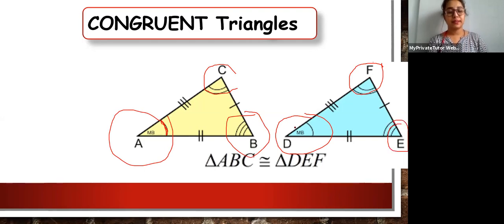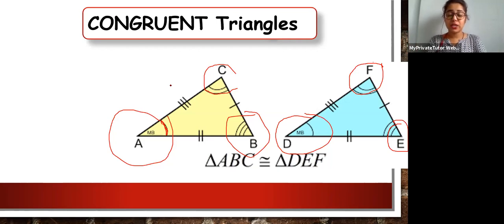Let's talk about the sides. What does congruent figures mean? Same shape and same size. Now you can see that all the angles are same. Whenever we classify triangles, it's on the basis of angles or sides. Now if they're equal, they should be equal in both bases.